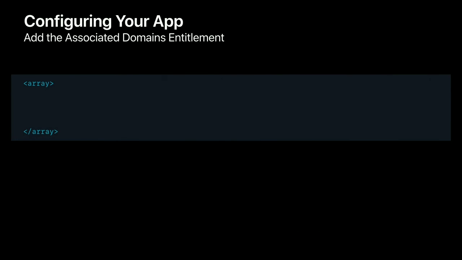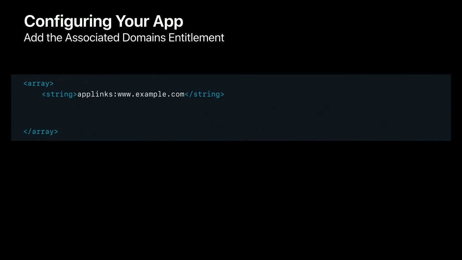The value of this entitlement is an array of strings of the form service type: domain name. For universal links, the service type is applinks, like it was in your Apple App Site Association file. The order of values in this array is ignored by the system. Here, we declare that your app supports universal links for www.example.com. When your app is then installed, the operating system will visit www.example.com looking for the Apple App Site Association file we just discussed. If it's present and it contains information for this app's app identifier, then the association is confirmed.